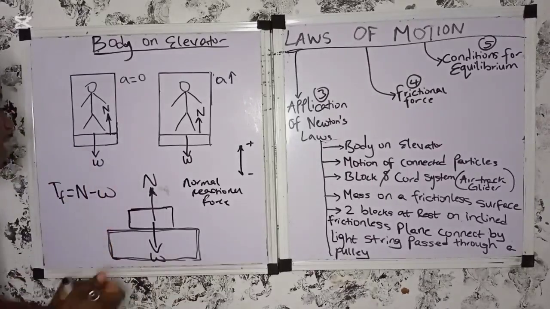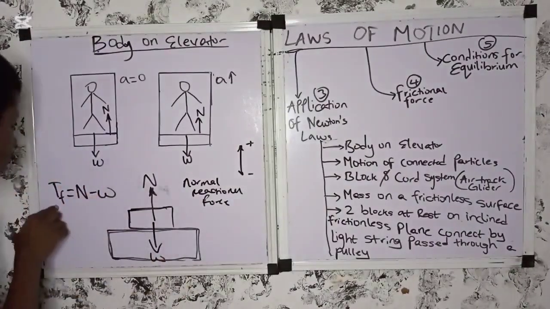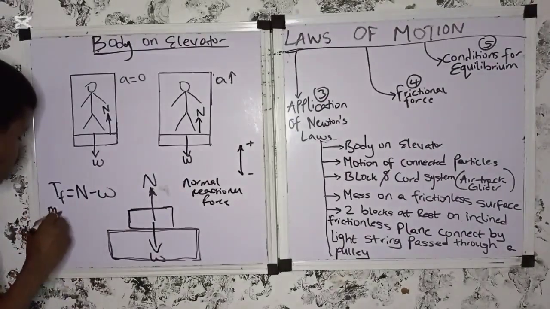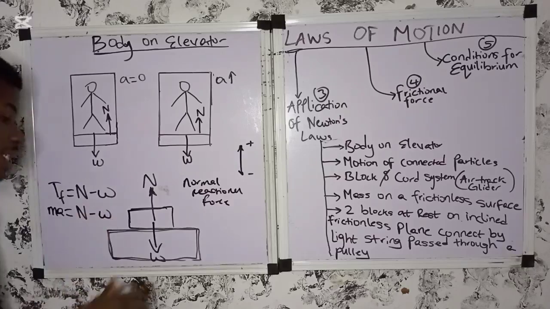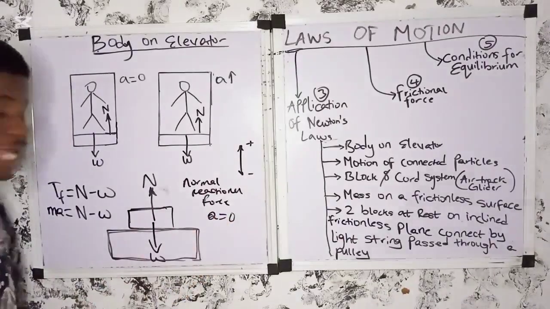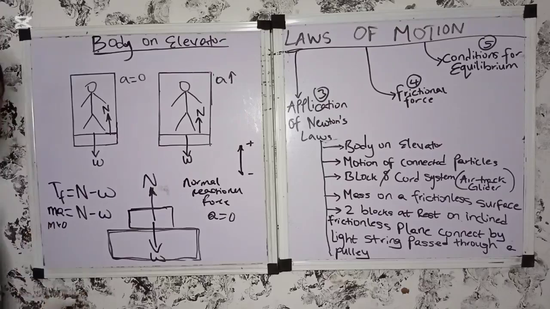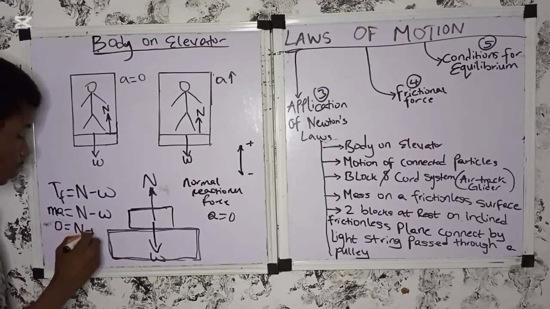Now, is the block moving? No. Remember, this is the total force, so force is equal to MA, in newtons, equal to the normal reactional force minus the weight, right? Since the block is not moving, the block's acceleration is zero. Zero times mass will still give us zero. So everything here will be 0 equals the normal reactional force minus W.